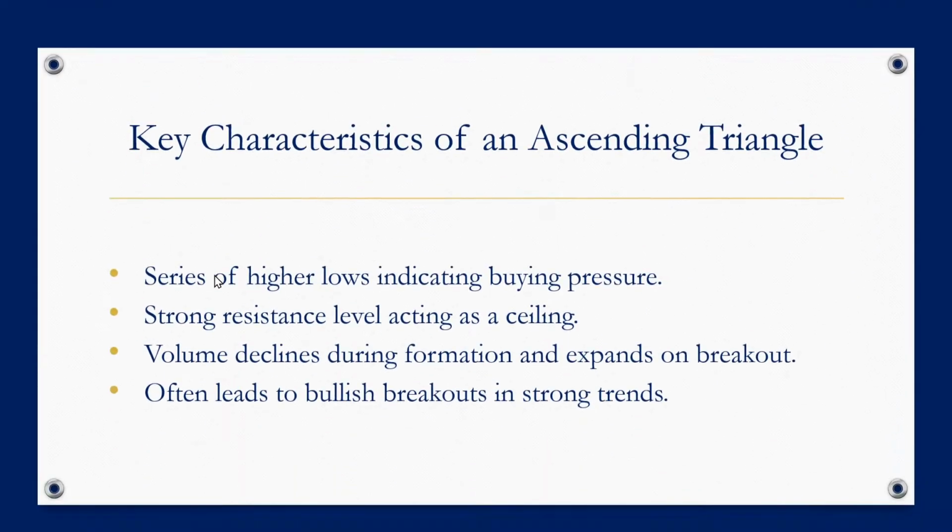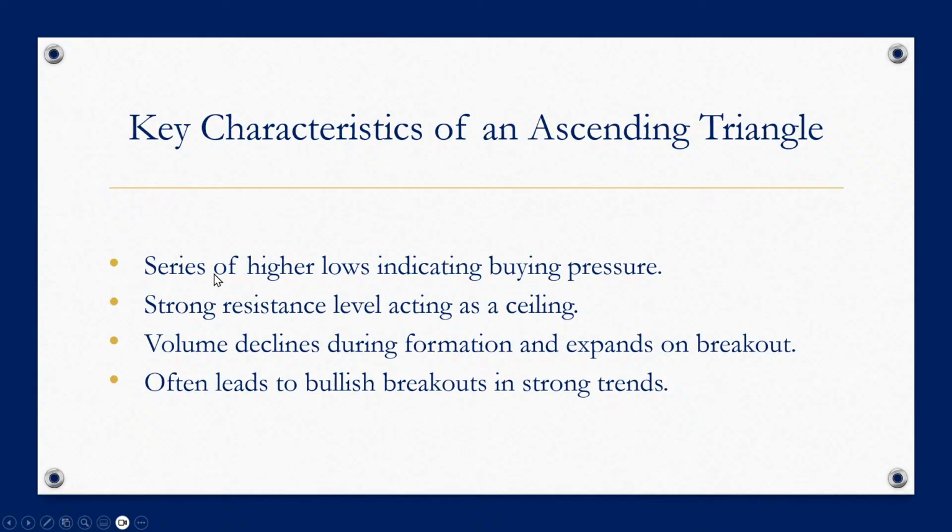there we go. Okay, so key characteristics: series of higher lows indicating buying pressure, strong resistance acting as a ceiling. I didn't mention this, but this is an important part. Volume declines during the formation and then expands on the breakout. So what does declining or drying up volume mean? It means that there's indecision. There's not a ton of enthusiasm happening during that time period, right? You're not hitting higher highs. You're not hitting higher lows either.